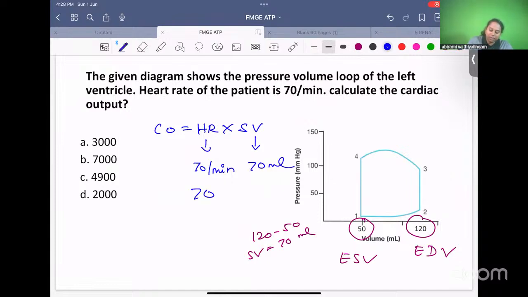Now 70 into 70. This is 4900. This is a typical medico question. See, the heart rate is 70, stroke volume is 70. When you multiply, 7 sevens are 49. That is easy. 7 eights, 7 nines will be difficult. So that's why 4900, 7 and 7, to make it easy for you.